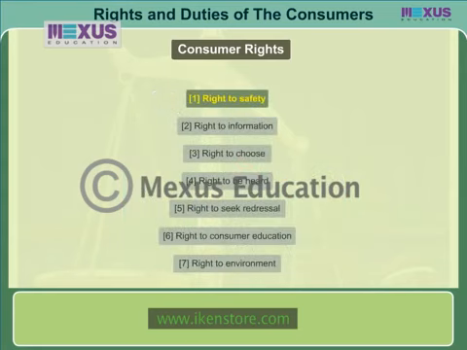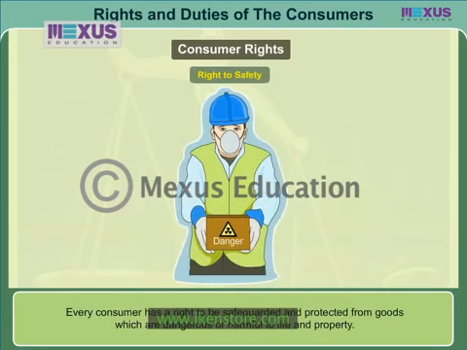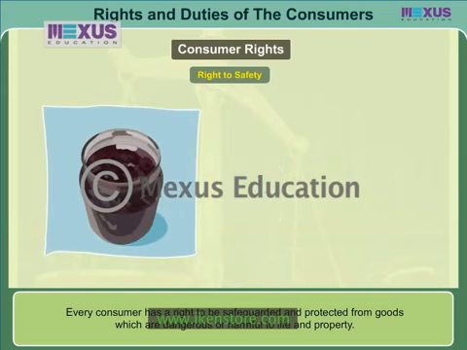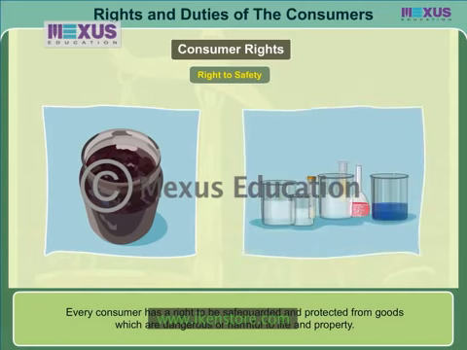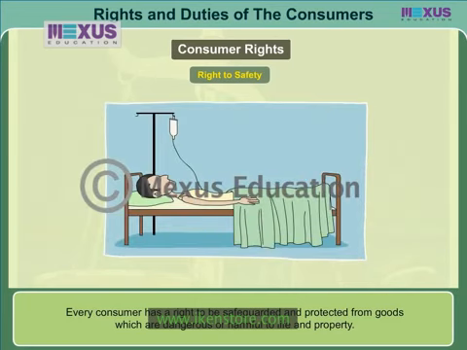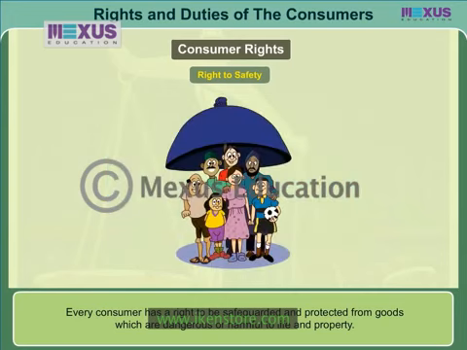Right to safety. Manufacturers may produce goods by using substandard, dangerous or harmful materials. For example, colors used in food items, toys or home appliances, or chemicals used in cosmetics, to name a few. Usage of such goods may harm the consumer's life or property. Therefore, every consumer has a right to be safeguarded and protected from such goods.